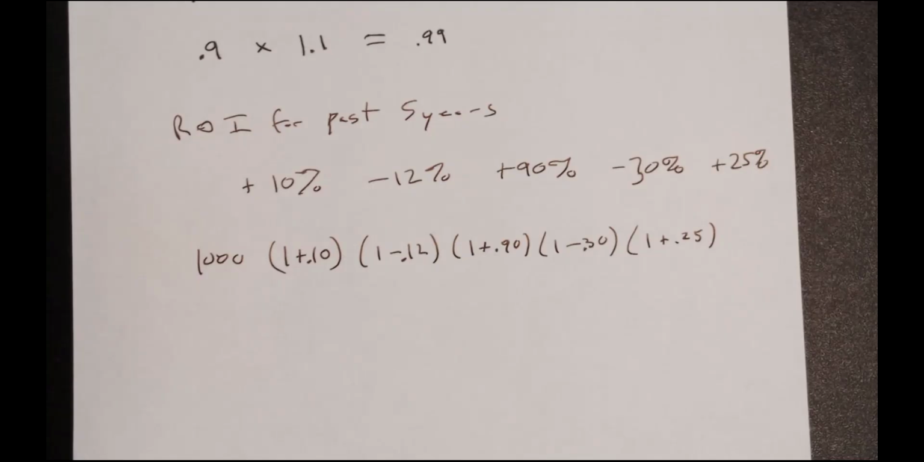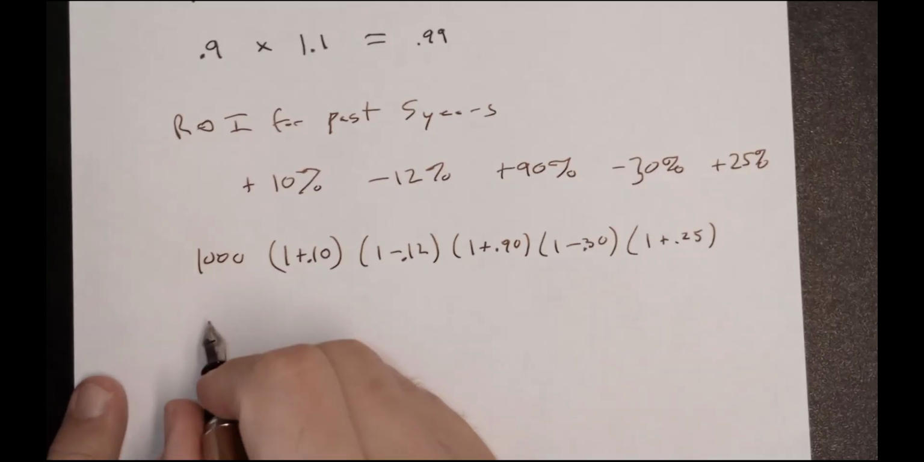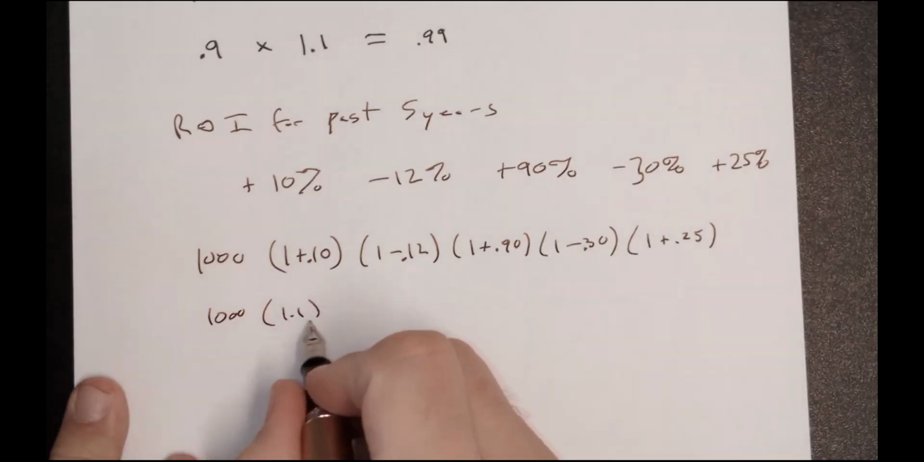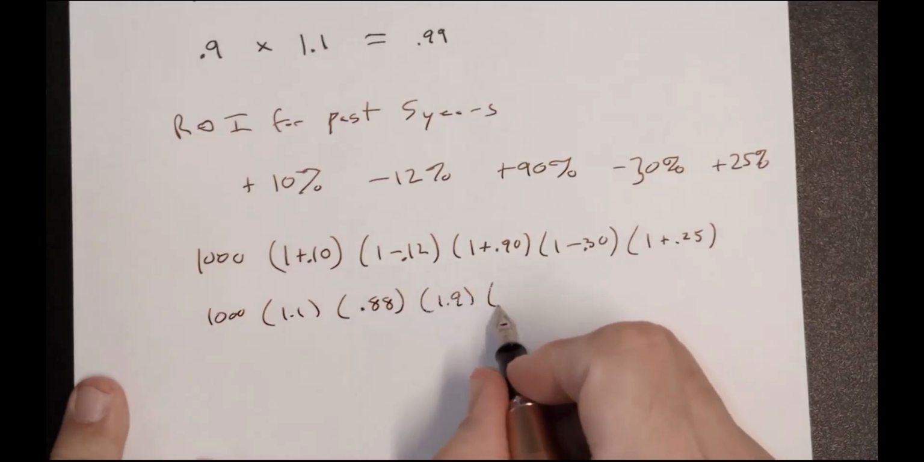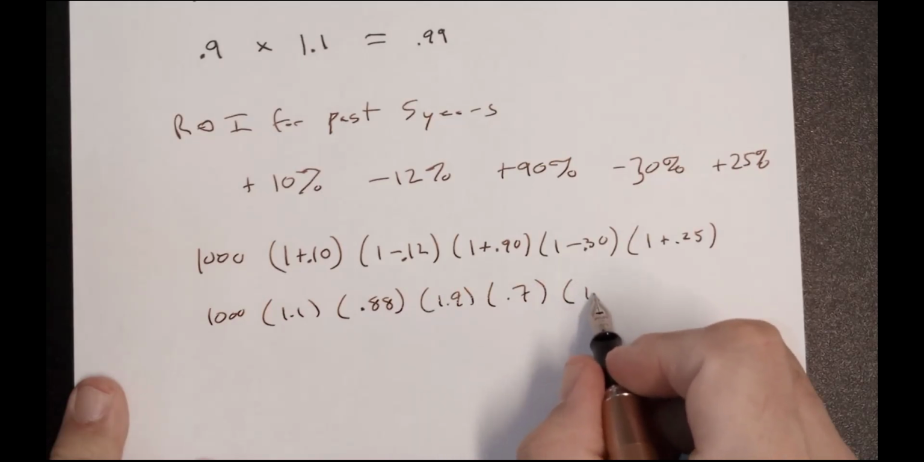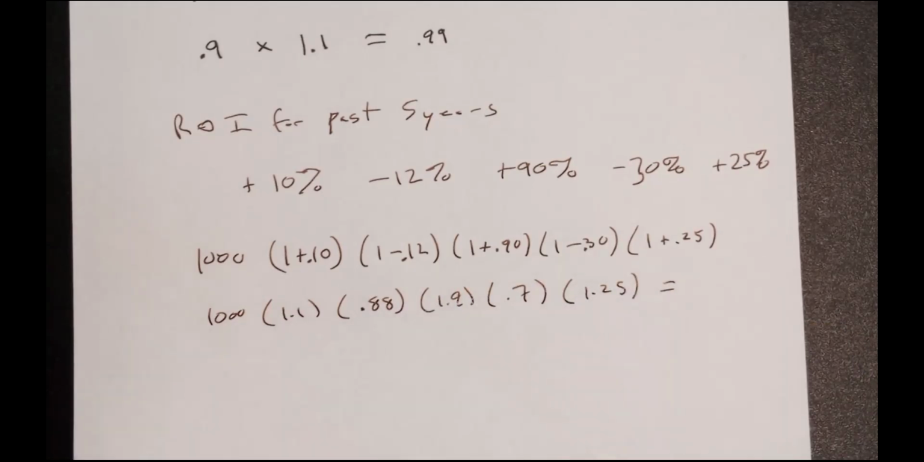Do this multiplication. I don't expect you to do it in your head. Let's say minus 4 point... yeah, 0.12, because it's 12%, right? So this is 1,000 times 1.1 times 0.88 times 1.9 times 0.7 times 1.25. What do you get?